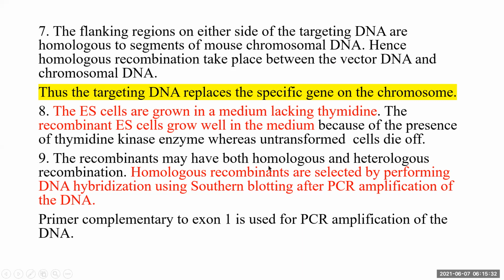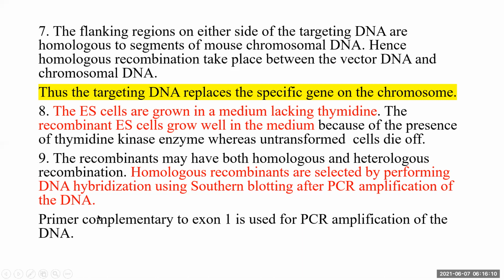Now, the recombinants may have both homologous and heterologous recombination. We have to select homologous recombinants by performing DNA hybridization using Southern blotting after PCR amplification of the DNA. So first PCR amplification of the DNA is done, and then the cells showing homologous recombination are selected by performing DNA hybridization using Southern blotting technique. Sometimes this Southern blotting is not done to identify. Randomly, we put those recombinant cells back into the blastula.